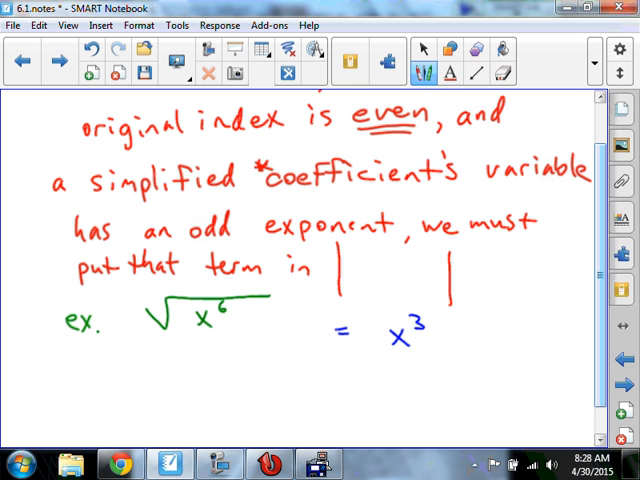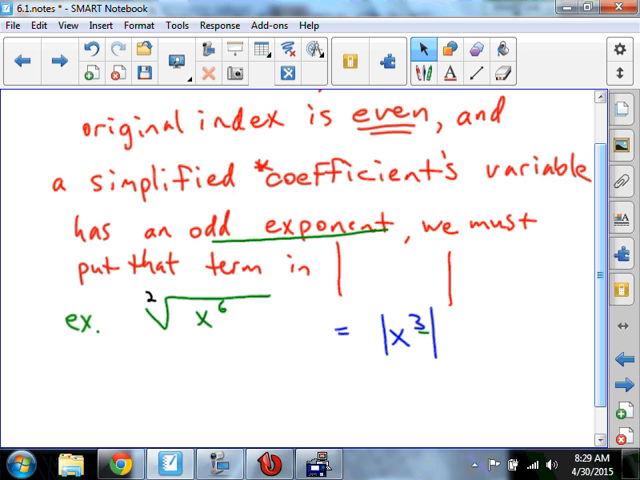But this does satisfy all the conditions. The original index here is even. The simplified coefficients variable has an odd exponent. Here's this odd exponent we're talking about, this 3. What we have to do is put that term in the absolute value bars. So the answer is actually the absolute value of x to the 3rd.